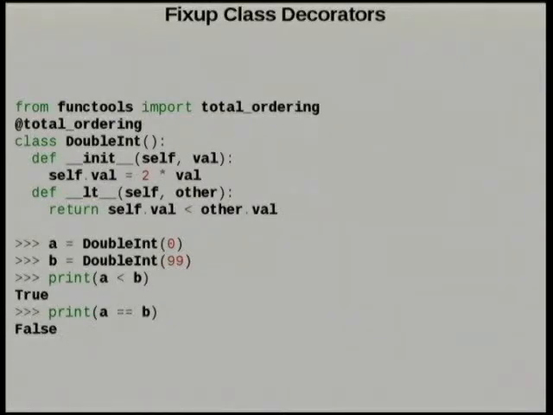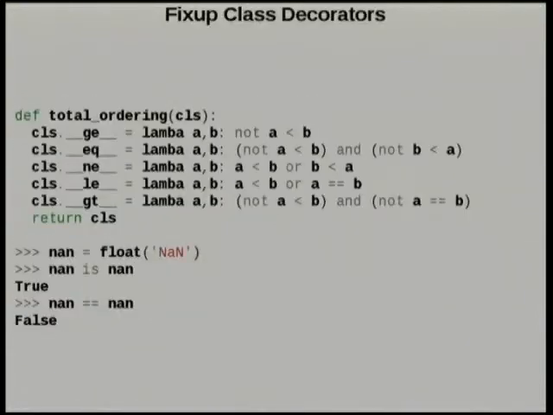At the bottom, we have 2 double ints, an int-like class. First, we compare A to B, and less than gets called. Then we compare A equals B, and the total ordering decorator has taken care of that for us. This is pretty much what the standard lib total ordering decorator looks like.